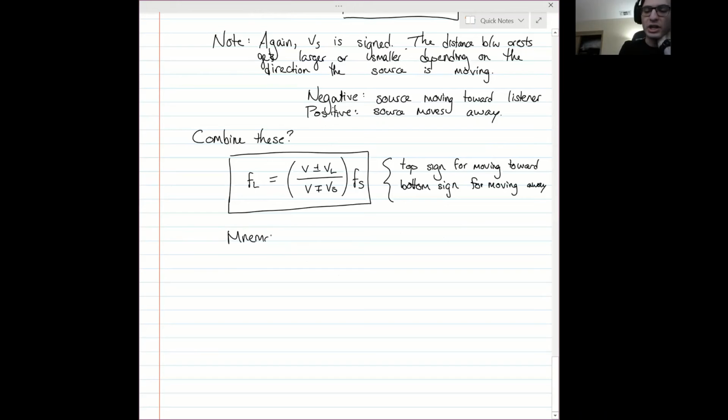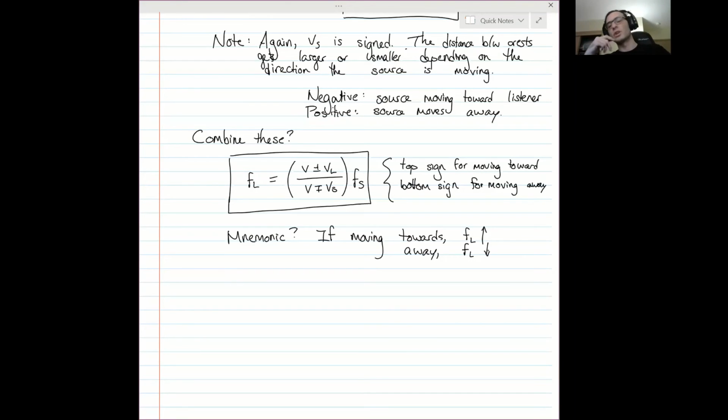M-N-E, mnemonic, I think. If they're moving towards each other, then the frequency of the listener should go up. If they're moving away, the frequency of the listener should go down. Basically, if the distance between the things is decreasing, then the frequency of the listener should go up. If the distance between the objects is going up, then the frequency should go down.